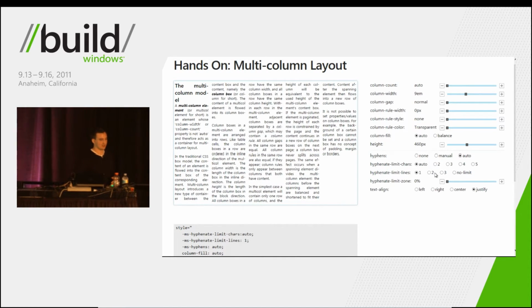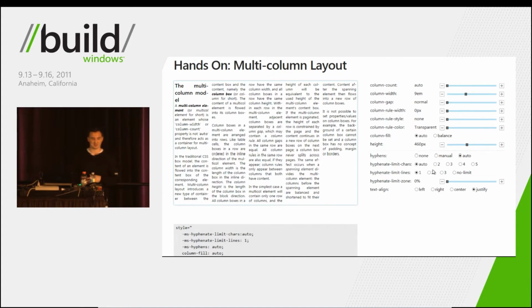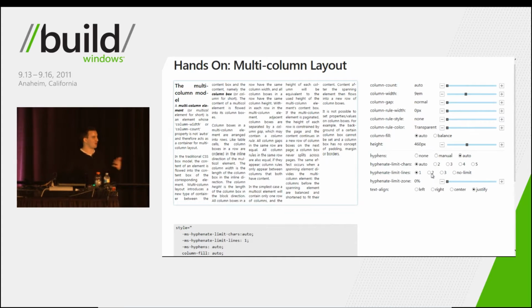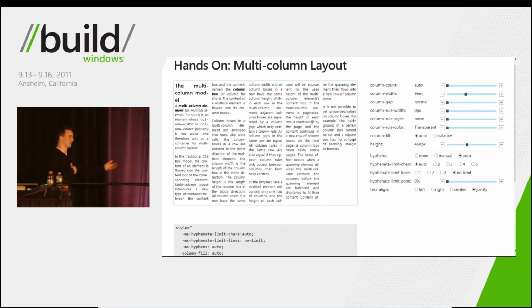And of course, if you don't want to have many consecutive lines hyphenated, you can specify that with hyphenate-limit-lines. So here I can say I want no more than 2 consecutive lines to ever be hyphenated, or 3 consecutive lines, or maybe I just don't care and I don't want to have a limit. So if I put no limit, you'll see that there are some cases here where I have 2 or 3 lines hyphenated consecutively.